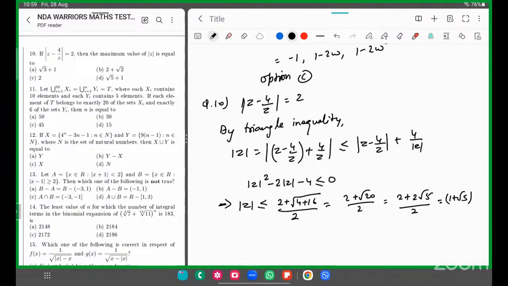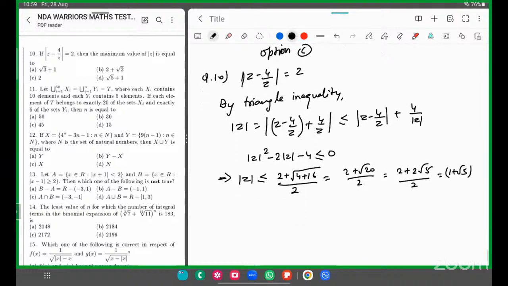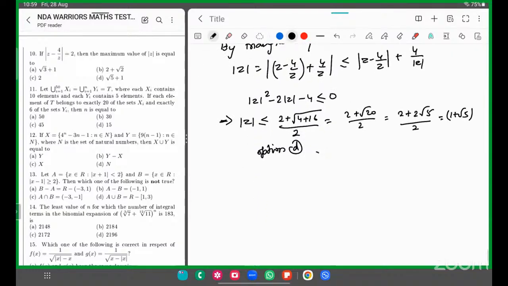1 plus root 5 is there in your options? Yes, option D. Option D, you can take it from it. Okay, come on, students. Let's move to the next question. This is option number D. Fine. What is question number 11?